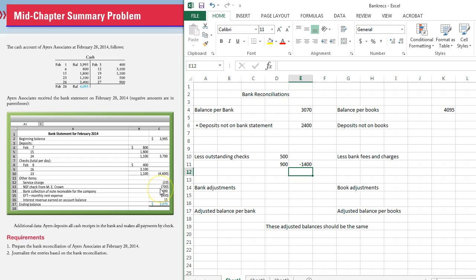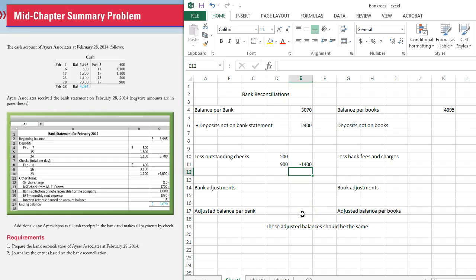NSF service charge, NSF check, bank collection of notes, monthly rent expense, EFT. I don't know what the heck that is. So that looks like it's another bank charge, and interest earned. Well, that's always a good one. We like to get some pluses. So it looks like this may be all our bank reconciliations.